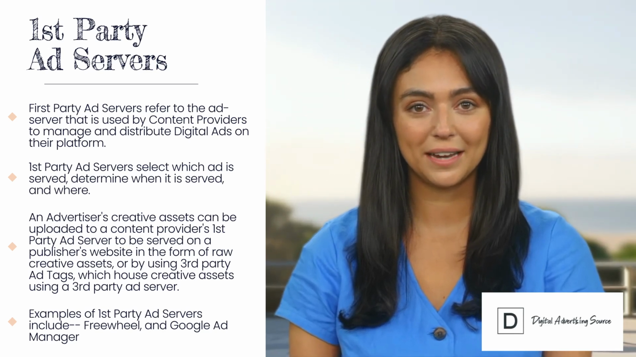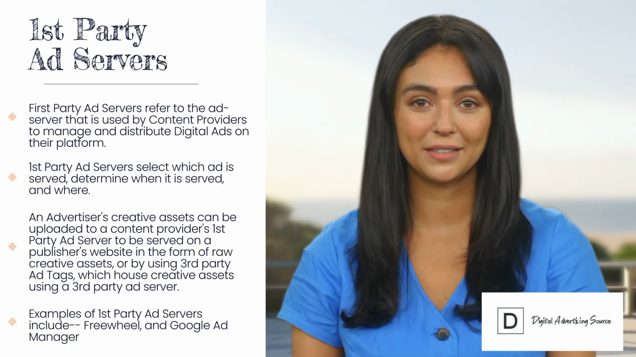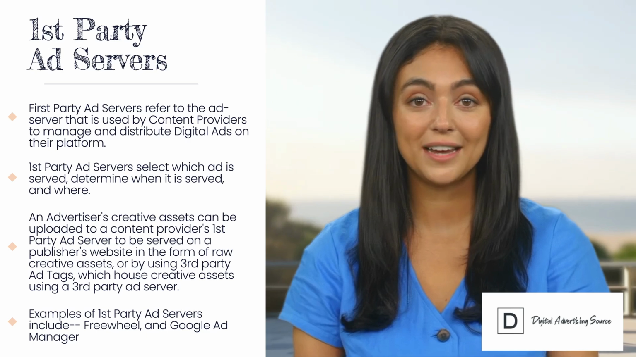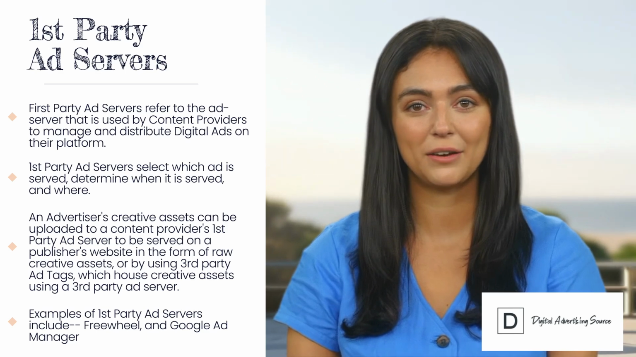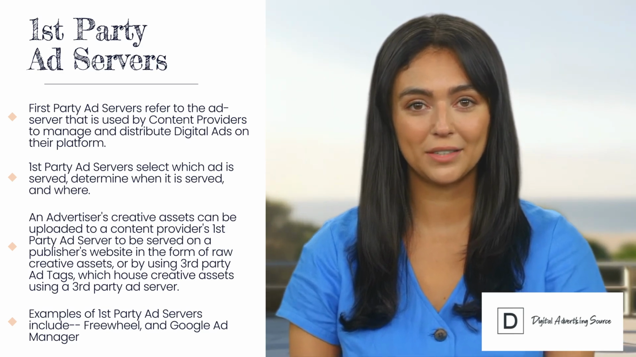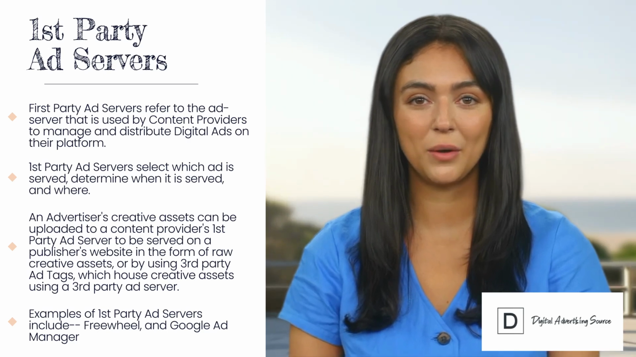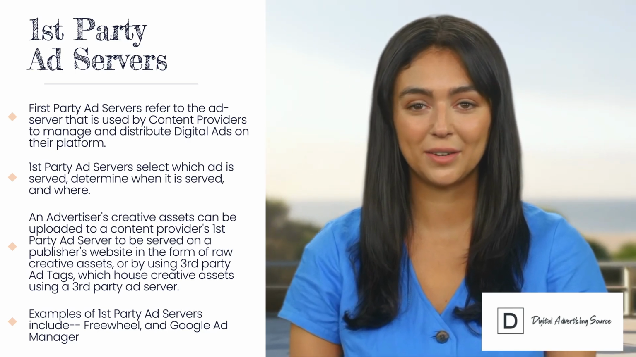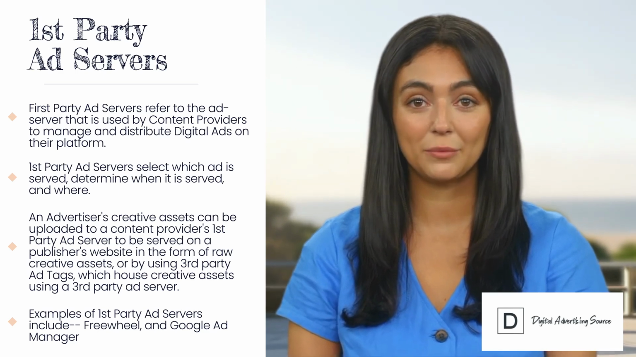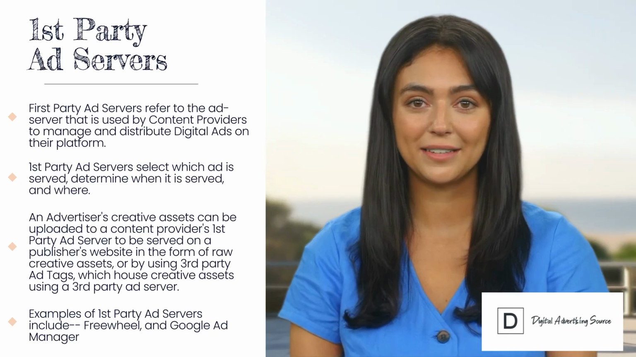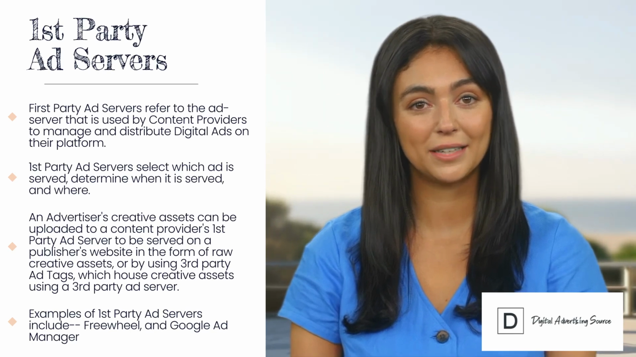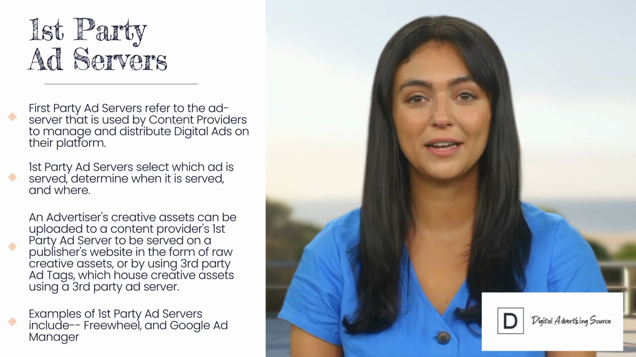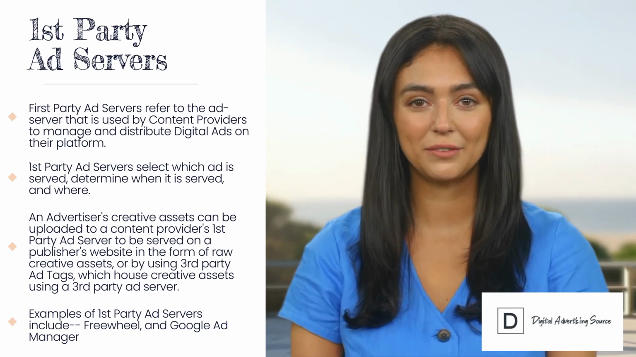First-party ad servers select which ad is served, determine when it is served, and where. An advertiser's creative assets can be uploaded to a content provider's first-party ad server to be served on a publisher's website in the form of raw creative assets, or by using third-party ad tags, which house creative assets using a third-party ad server. We will learn a bit more about third-party ad servers later in this lesson. Examples of first-party ad servers include Freewheel and Google Ad Manager. Now let's talk a little bit about how first-party ad servers function.